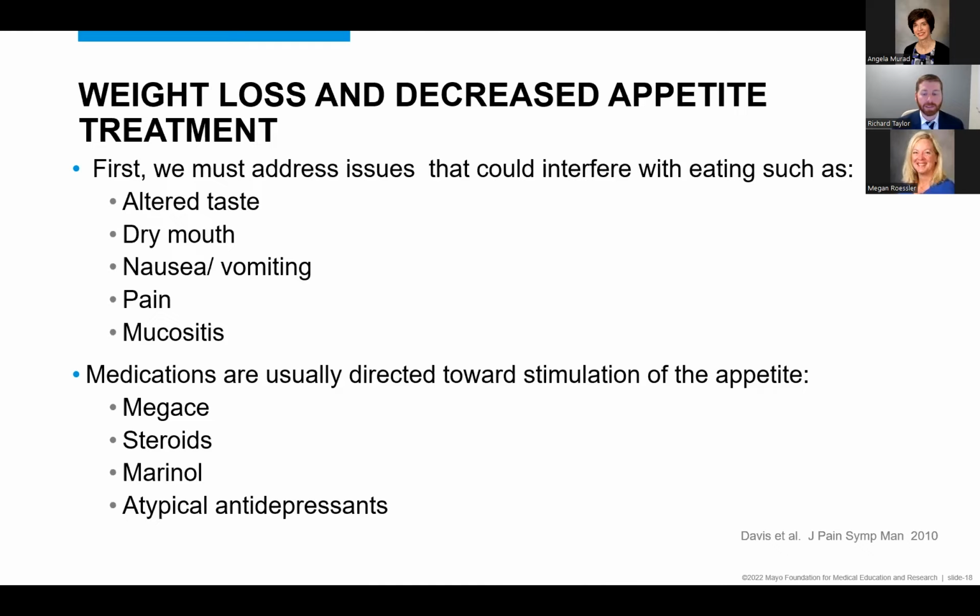And then, of course, medications can be used to try to stimulate the appetite. Megace, or megestrol, is somewhat of a hormonal way of trying to induce the appetite. Steroids can be quite helpful. Marinol is a THC derivative, so we think about medical marijuana. It's not medical marijuana, but it's a THC derivative that physicians can prescribe. And then there are a few atypical antidepressants that can be a little bit helpful with stimulating the appetite.